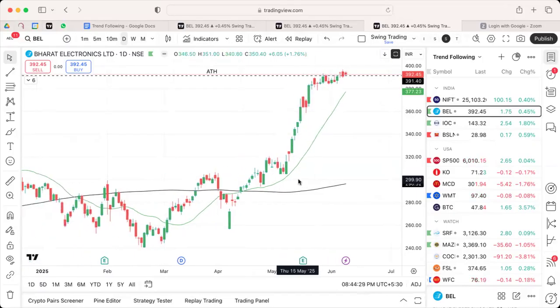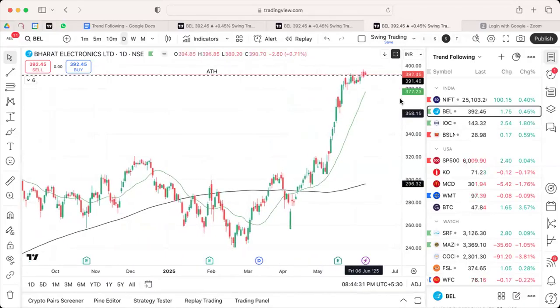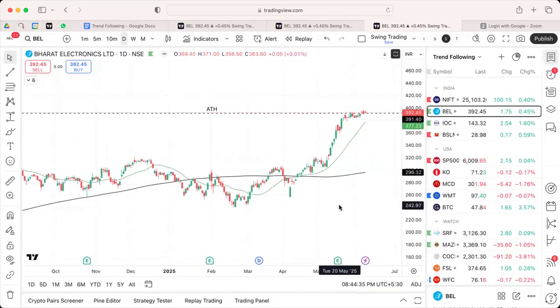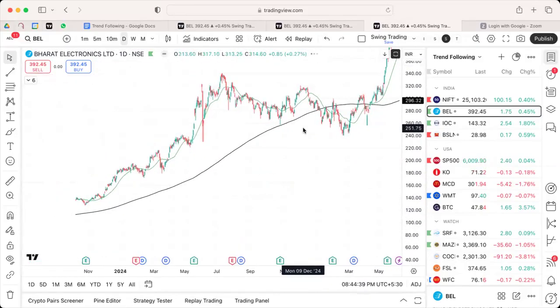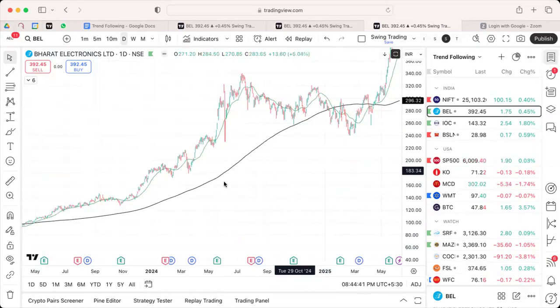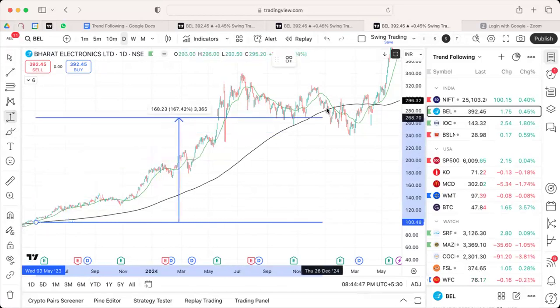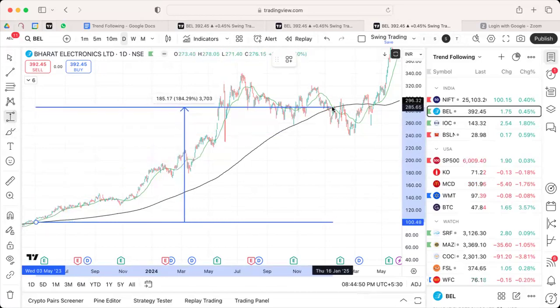Okay. Now I want to go back on BEL and look at its history. What you will find is that as long as the 20 was above the 200, I want to show you the kind of profits that was possible here. All right. From the time, now this is quite a bit of time. This is all the way from May 2023 to January 2025.